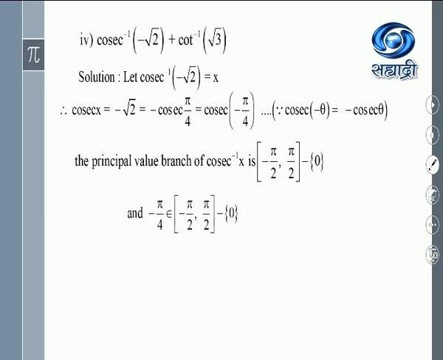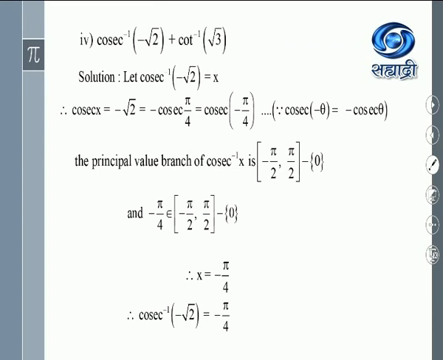See, the angle minus pi by 4 that we got here belongs to the principal value branch or not. So minus pi by 4 is minus 45 degrees and obviously that belongs to minus 90 to plus 90 minus singleton 0. Okay, therefore we write x is equal to minus of pi by 4. Therefore cosec inverse of minus root 2 is equal to minus pi by 4. We got the principal value here.